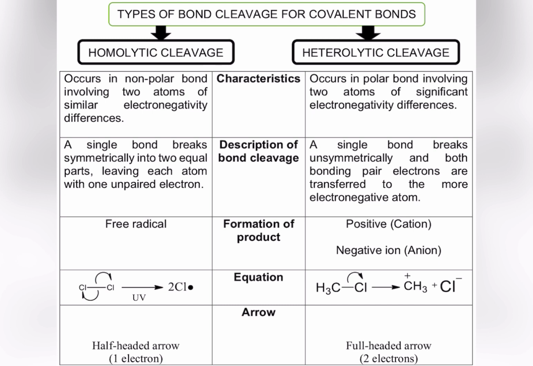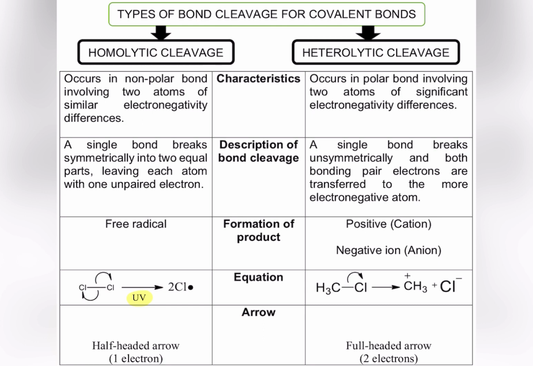And once the single bond breaks either symmetrically or unsymmetrically, the product will form. Free radical is the product for homolytic cleavage, while positive or negative ions are the products for heterolytic cleavage. And then I have an example of how you write the equation for homolytic cleavage. The most important thing that you have to indicate is the presence of ultraviolet light.